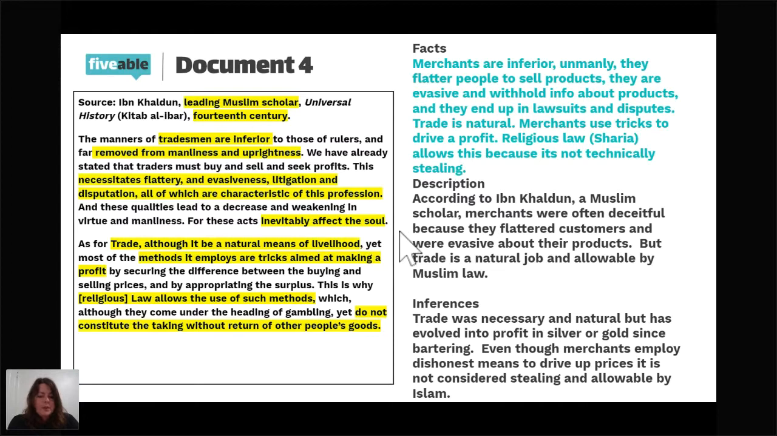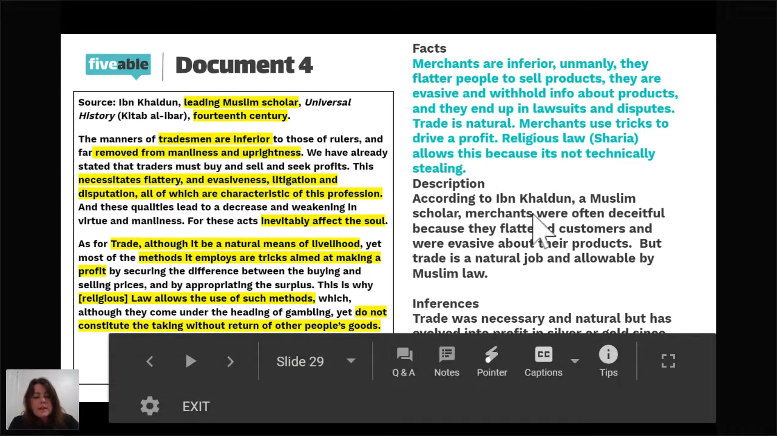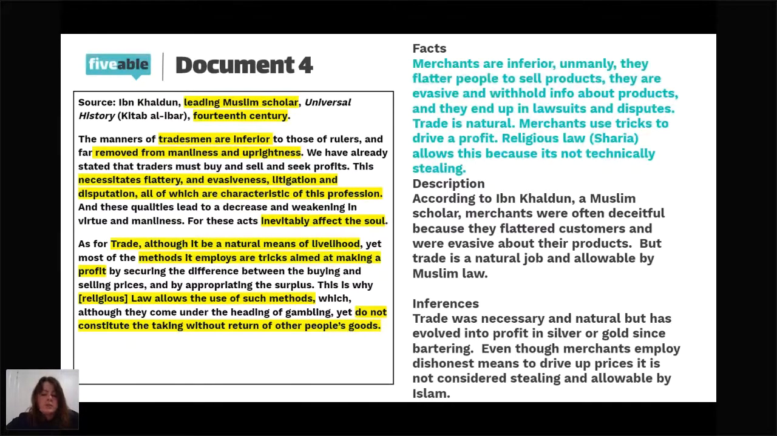Okay, down here. As for trade, although it be a natural means of livelihood, yet most of the methods it employs are tricks aimed at making a profit. So trade is natural, trade is okay. Okay, so everyone's saying the same thing. Trade is fine, but if you're trying to make a profit and drive up prices, it's not good. By securing the difference between the buying and the selling, and by appropriating the surplus, this is why religious law allows the use of such methods, which, although they come under the heading of gambling, yet do not constitute the taking without return of other people's goods.